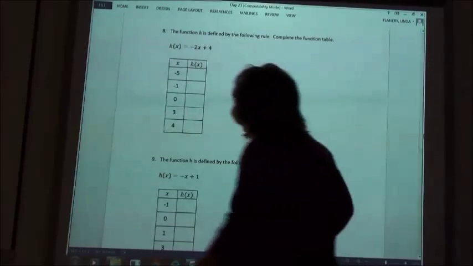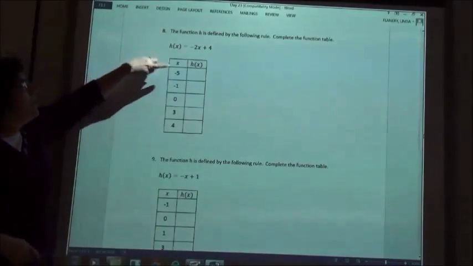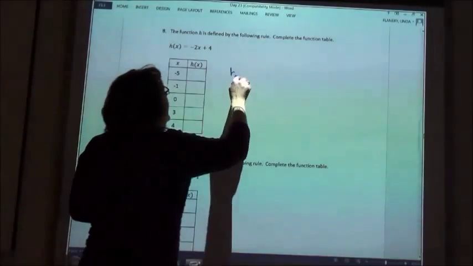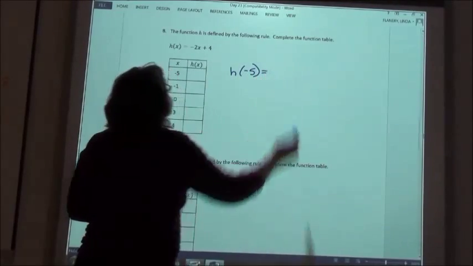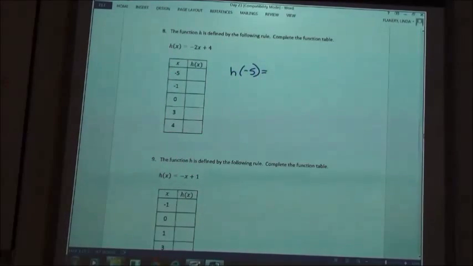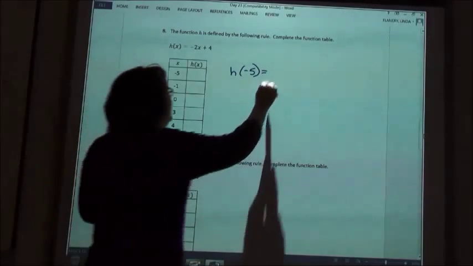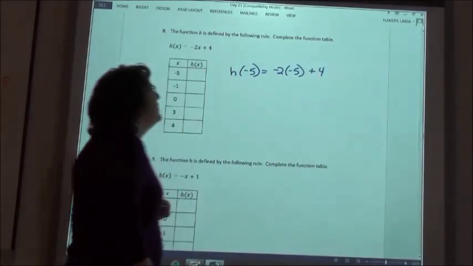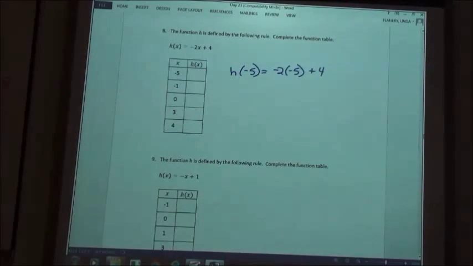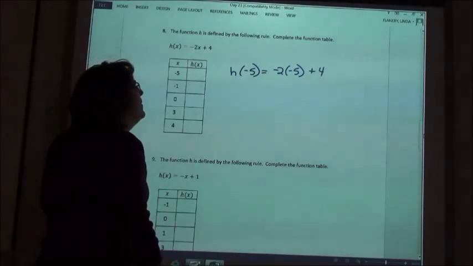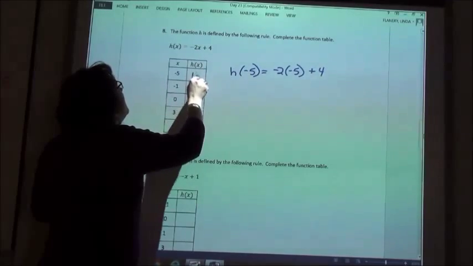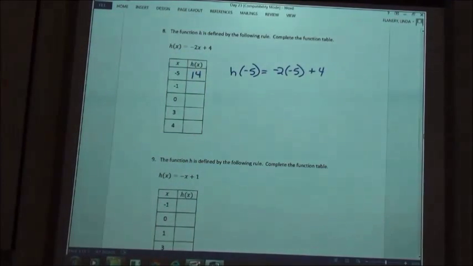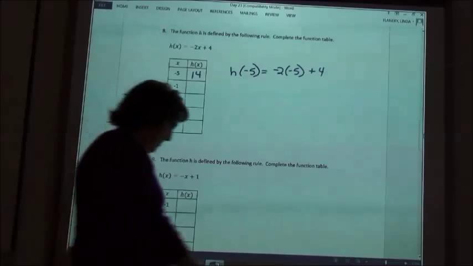So, number 8. We're going to start and figure out what h of -5 is. So on h of -5, what are you going to do? -2 times -5 plus 4, which gives us an answer of? 10 plus 4. Which is? 14. We get 10 plus 4, which is 14.